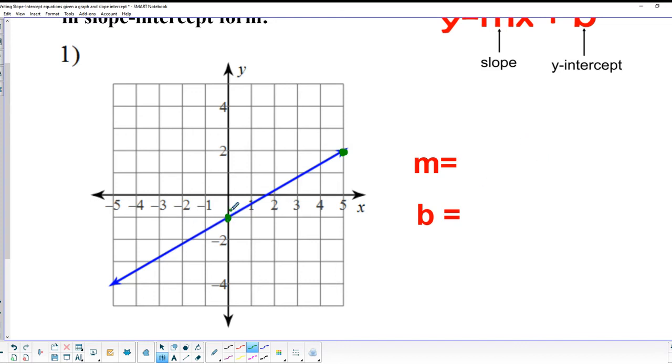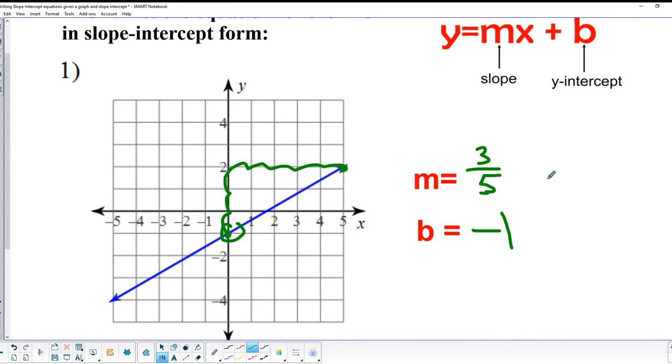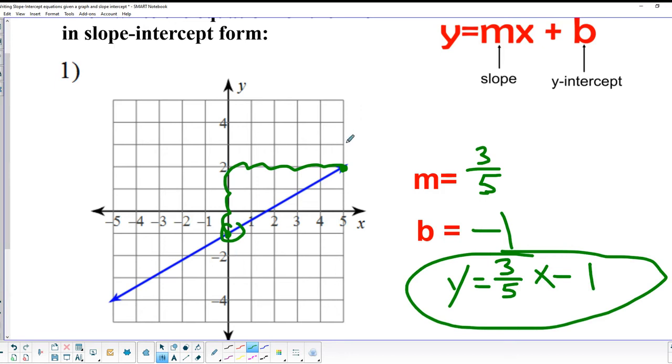So I know that my y-intercept right here is negative 1. Let's find the slope. So we have to go up 1, 2, 3, up 3 to get to our new point, and then we have to turn and go over 1, 2, 3, 4, 5. So there is our slope. And then we write our equation in that y equals mx plus b form. So we will end up with y equals 3/5 x subtract 1. And that's our slope-intercept form of that equation for that line.